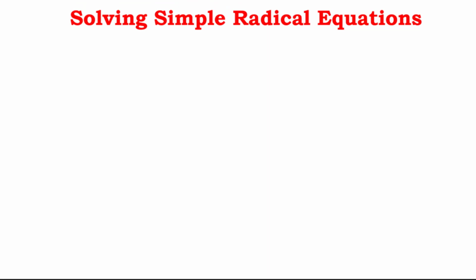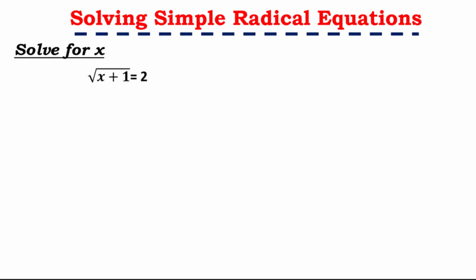Hello everyone, solving simple radical equations. How can we solve radical equations? For example, radical x plus 1 equals 2. How can we find the value of x? By squaring both sides. We will get x plus 1 equals the square of 2, which is 4.